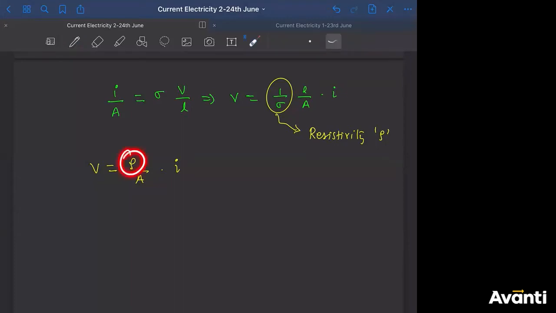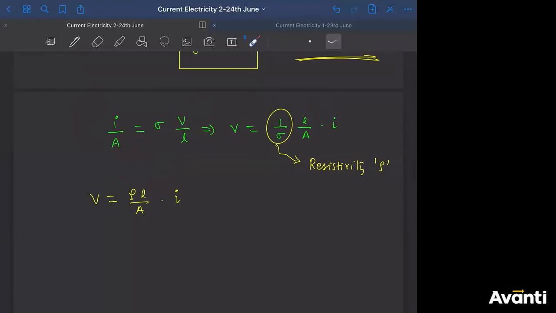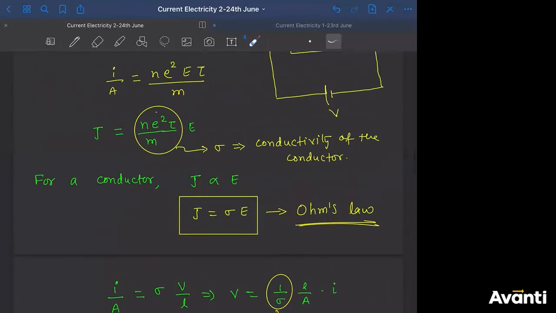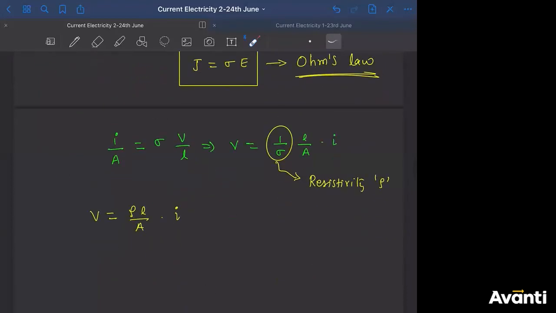What is this rho? A resistivity. What is the value of rho? 1 by sigma. On what parameters does this sigma depend? This sigma depends on the number of free electrons per unit volume, charge of electron, tau and m. That means on the material. So rho will be constant for a material. Right? Rho will be constant for a material. What about L and A? That means now I can say that this depends on a material and the geometrical configuration also.